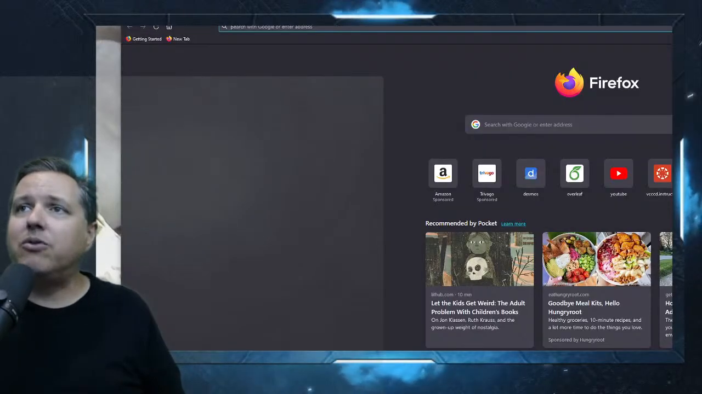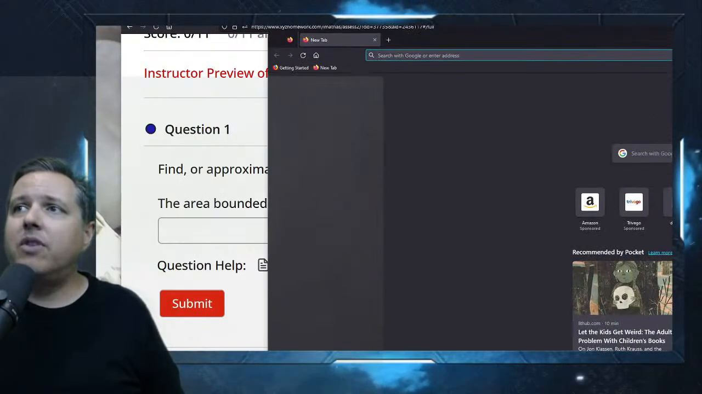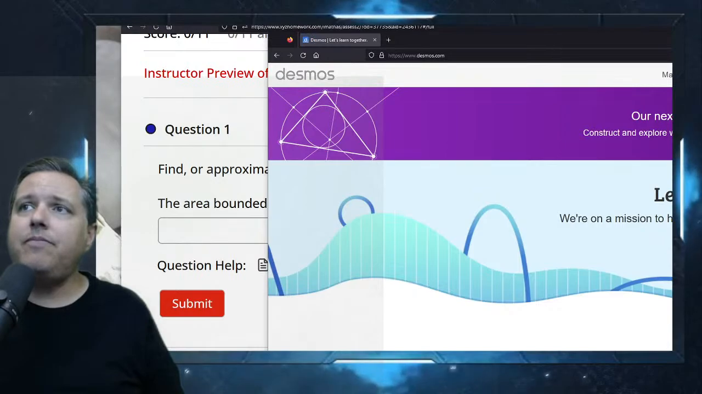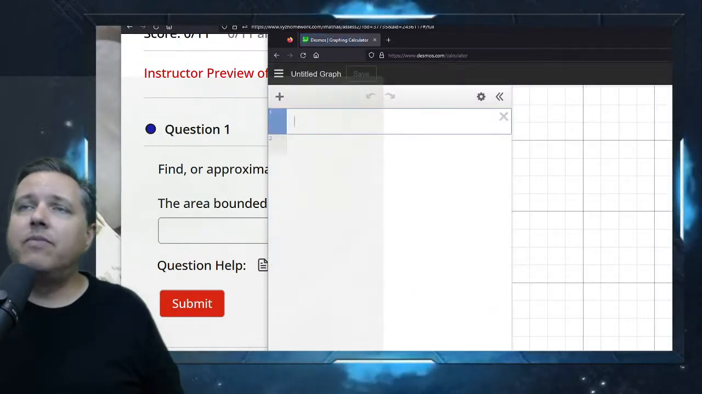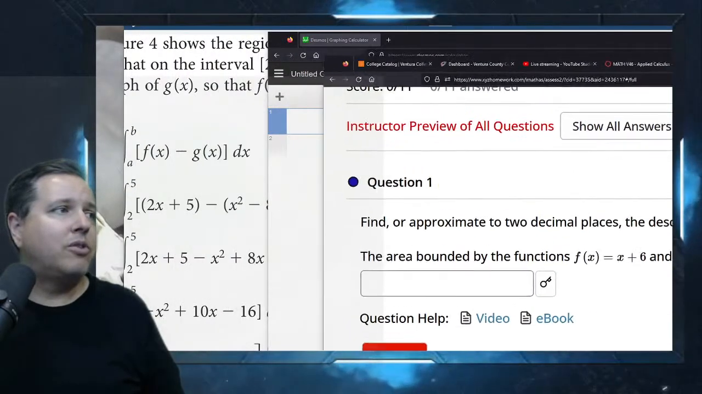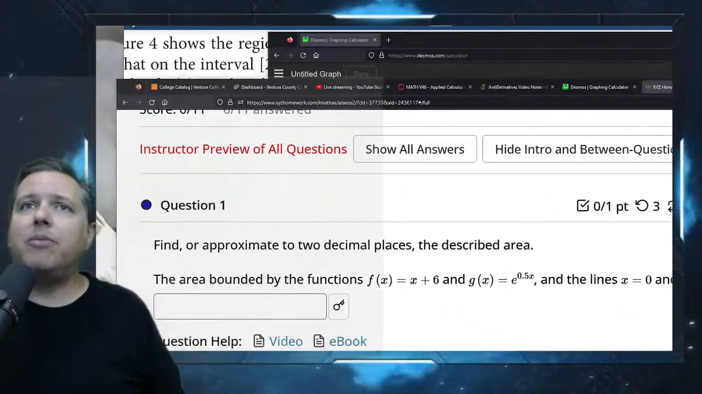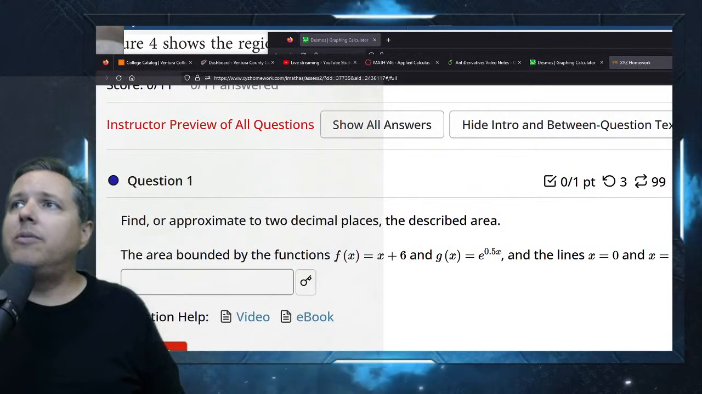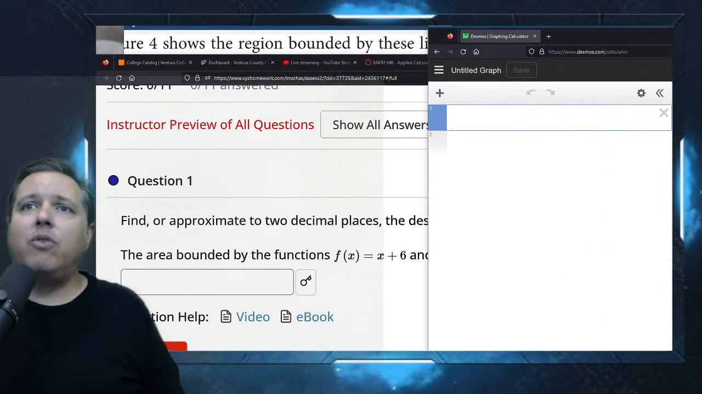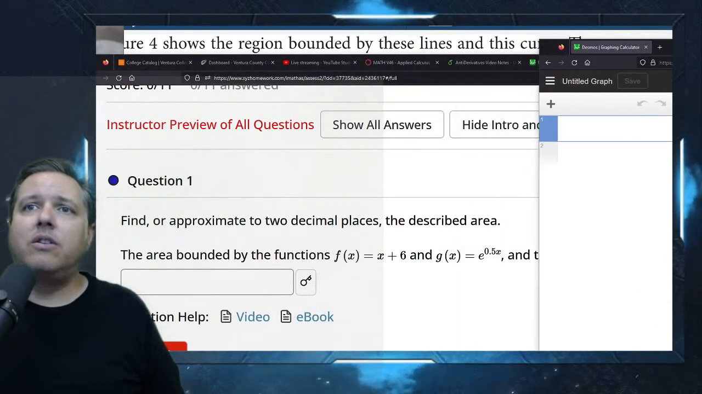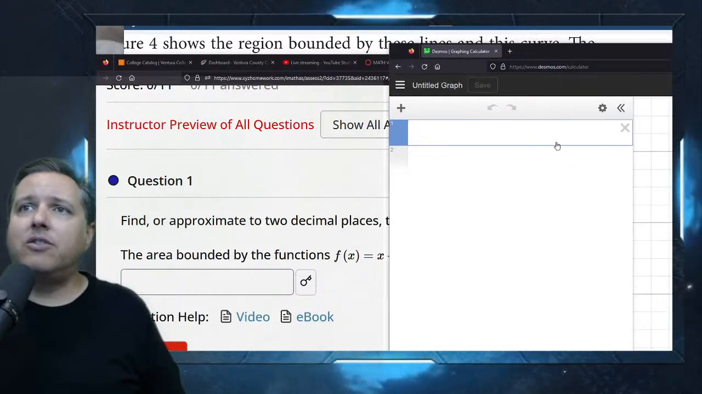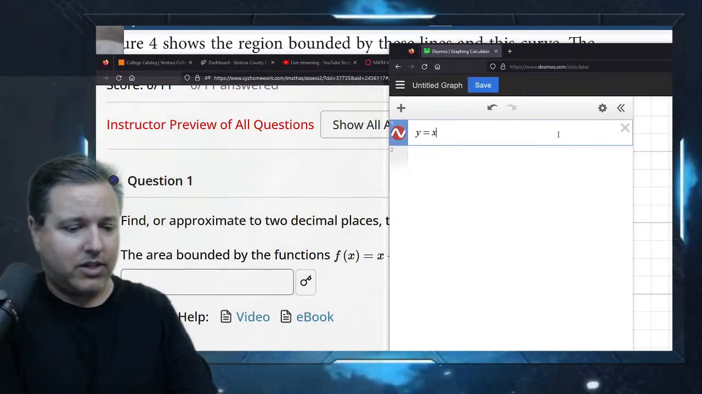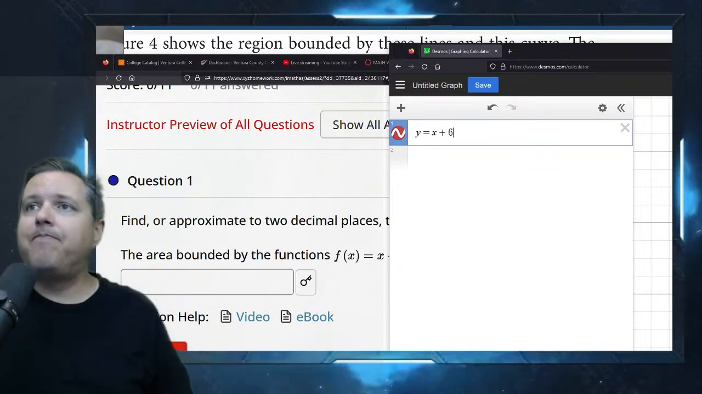You could do it with Desmos, right? If we go to Desmos, let's see, is it on here? There we go, Desmos. So just grab Desmos and put them in here. Oops, I'm grabbing the wrong one. Too many windows open now. I'm grabbing them all. So we have the function x plus 6. So you just go, okay, y equals x plus 6.